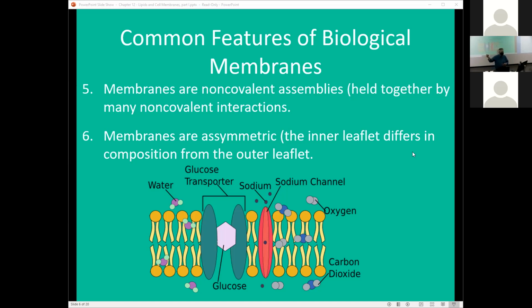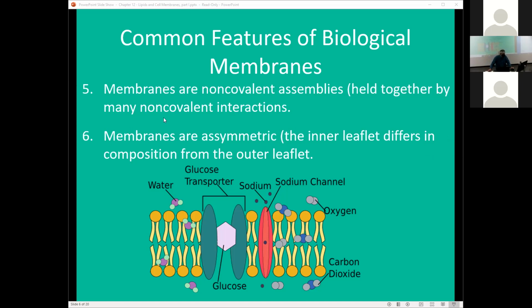Okay, and we have ionic interactions between the water itself and the charged heads, and between the proteins that make up the phospholipid bilayer as well. So we have many non-covalent interactions that help to stabilize phospholipid bilayers.